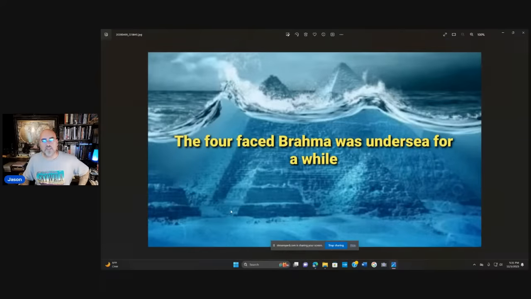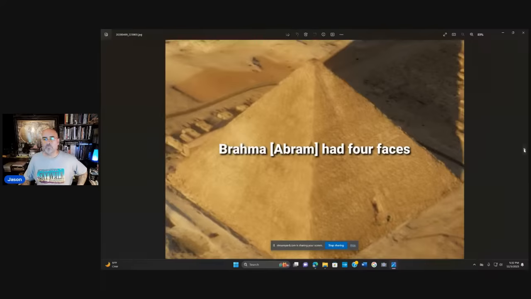The four-faced Brahma was underwater for a while. This is in Hindu tradition. What is Brahma, who is married to a woman, so therefore he's a man, what is he doing with four faces? And if he has four faces, what is he doing underwater, under the sea for a while? In Hindu tradition, the four-faced Brahma was a literal memory of the Great Pyramid being underwater for a while. Brahma, Abram, had four faces.